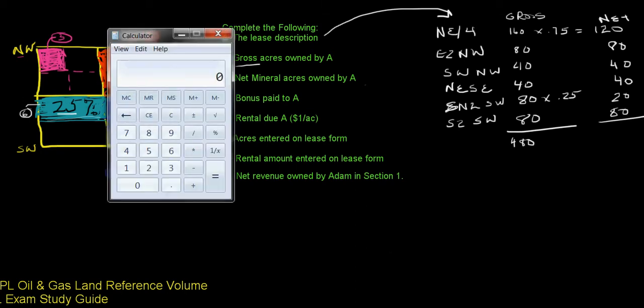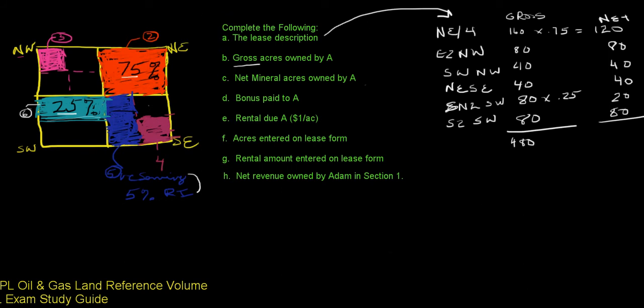So that means our net acres is going to be 120 plus 80 plus 40 plus another 40 plus 20, this is the one that's reduced, plus 80. So that means our net acres is going to be 380 net acres. So let's write that there.